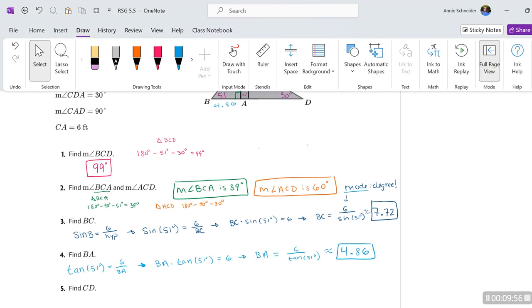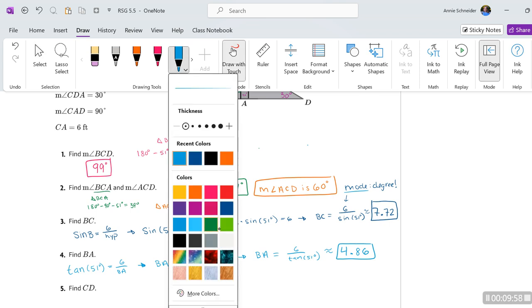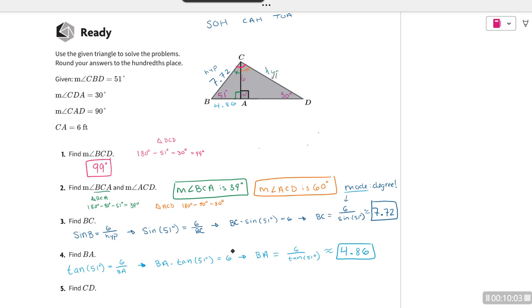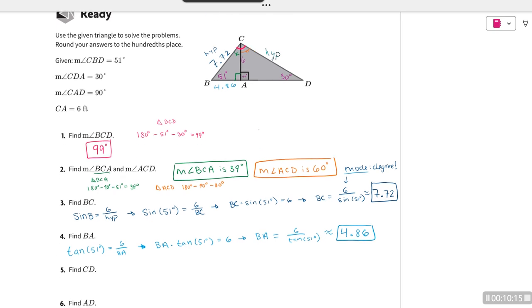Okay, find CD. CD is the hypotenuse in our other triangle. So we're looking for this hypotenuse here. Now, this is a special right triangle, so we could do this one without using trig if we wanted to, but we'll use trig since we already started that path. So to find CD, that's the hypotenuse, so let's do sine of 30 degrees equals opposite 6 over my hypotenuse, which is what we're looking for.